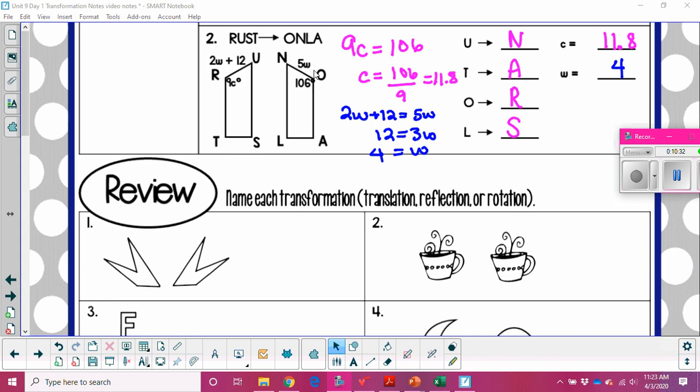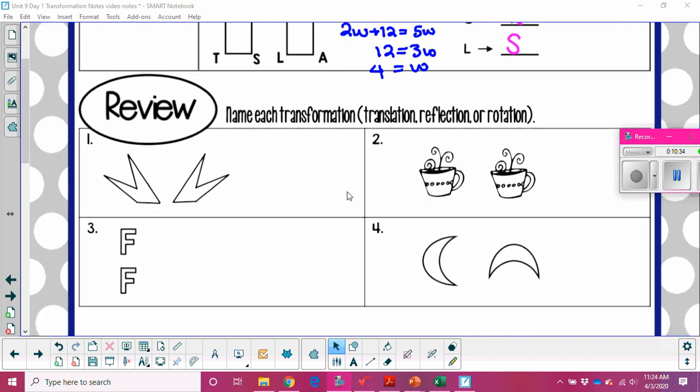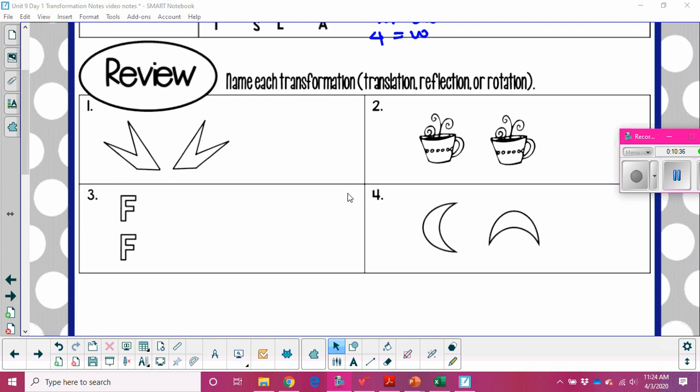Okay, so let's look down here at the review. We're going to name each transformation. It's either going to be a translation, reflection, or rotation. Remember, a translation is just a slide, a reflection is a flip, and a rotation is a turn. So looking at number 1, pause the video here and answer these, and then we'll answer them after you unpause it.